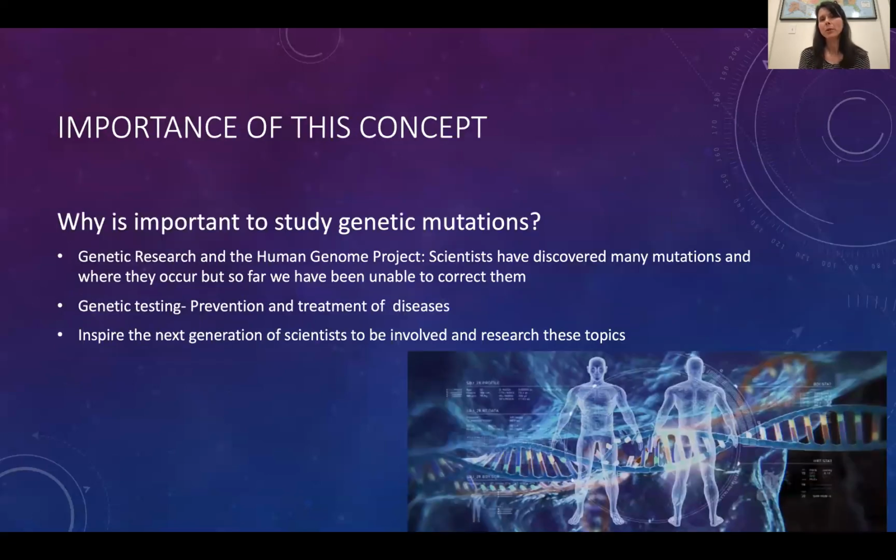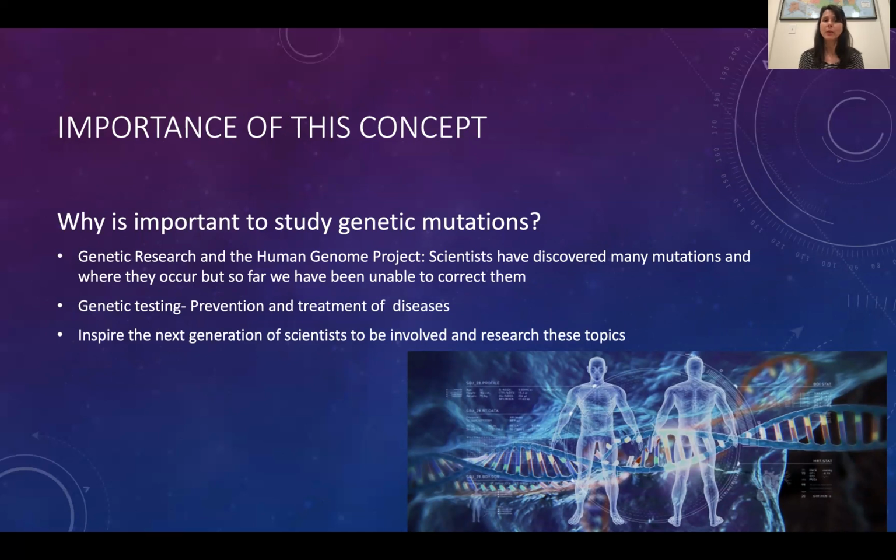So why is it important to study genetic mutations, especially inheritable genetic mutations? Well, it's important because at the conclusion of the Human Genome Project, and also with all of the genetic research in the past 50, 60 years, scientists have discovered many mutations, and they have pinpointed exactly where those mutations are located on the chromosomes. But so far, they have been unable to change those chromosomes and change those nitrogenous bases to be able to prevent these diseases from happening. So it's important to study it so that we can further the research.